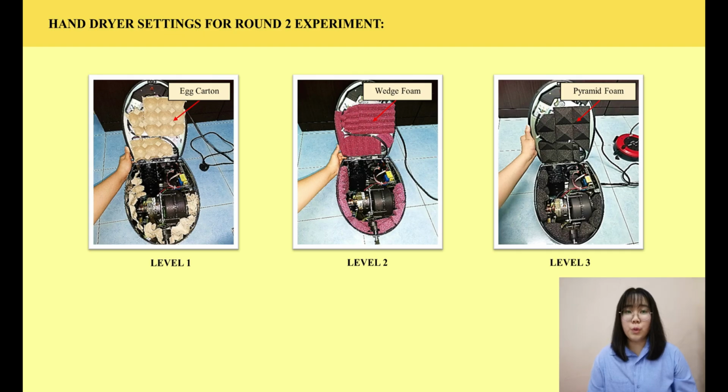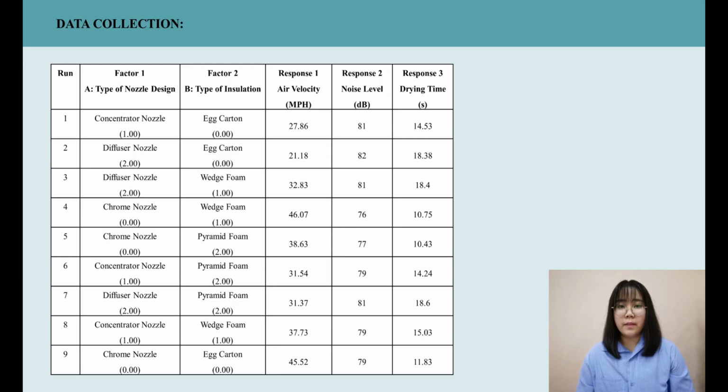The figures above show the installation of insulations in the internal motor housing and cap of the hand dryer. The type of insulation used in level 1 is the egg carton, while level 2 and level 3 use wedge foam and pyramid foam as the insulations. The table on the left shows the data collection from the second round of experiments. There are a total of 9 rounds of experiments provided with different combinations of input parameters. It can be observed that the output responses of each combination are different from one to another.